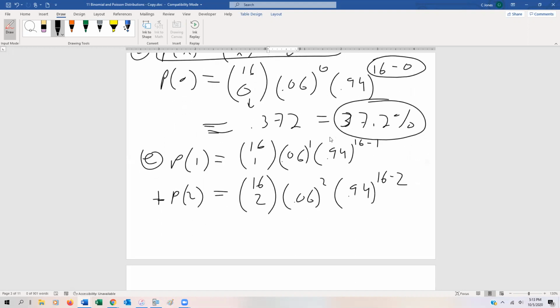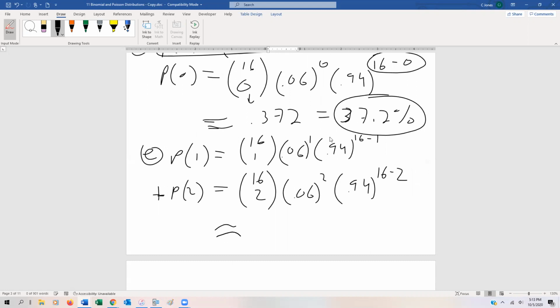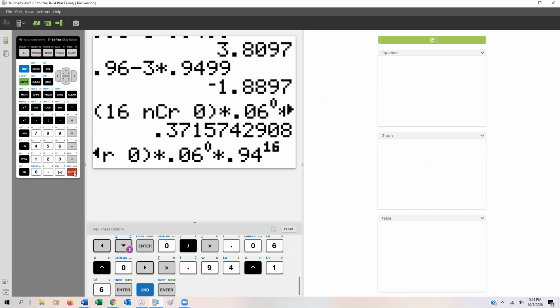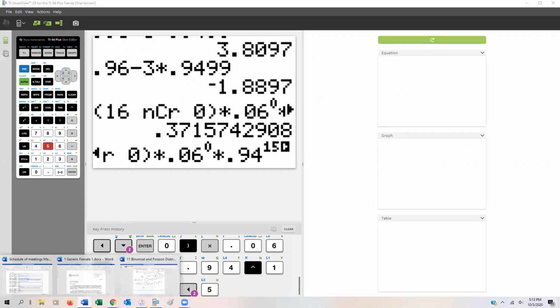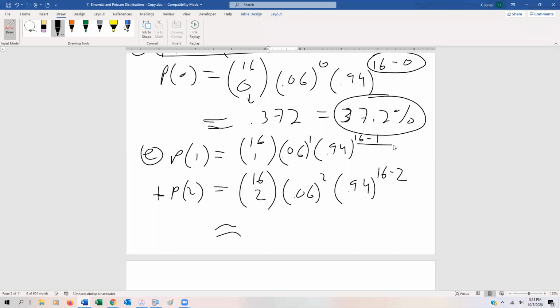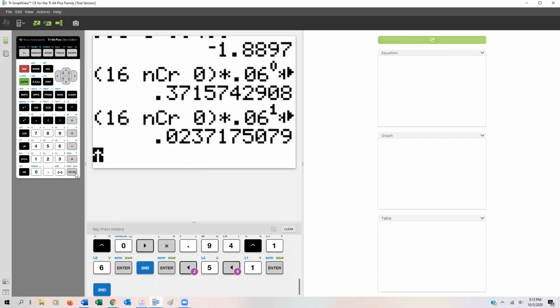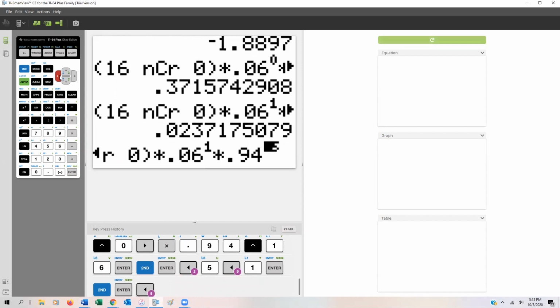All right, so let's go ahead and figure these out, and then we can add them together. So we're going to go in our calculator, and here's a trick. We can just hit second enter, and we're just going to change everything. All right, so remember it was 16 minus 1 for the first. So right here, 16 minus 1 is 15. And then we're going to go back and change this 0 to a 1. Oh, I forgot to change this 0 to a 1 at the very beginning. Okay, so that's a 1. We're going to hit enter.